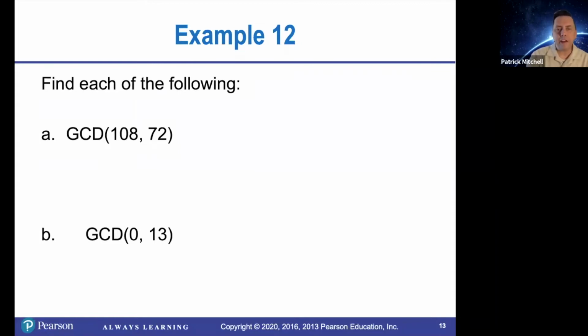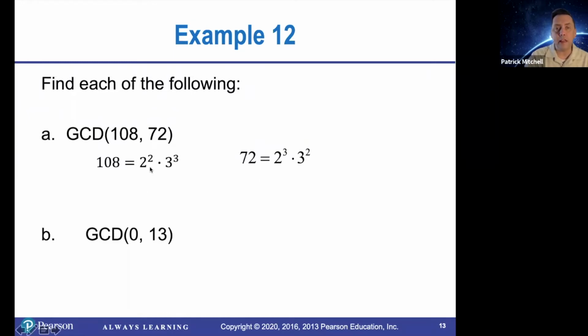So the prime factorization of 108 is 2 to the second times 3 to the third, and the prime factorization of 72 is 2 to the third times 3 to the second. So the prime factors of our GCD are going to be 2 and 3 because both of the numbers have those prime factors. And now we're going to take the smallest exponent from each prime factor.